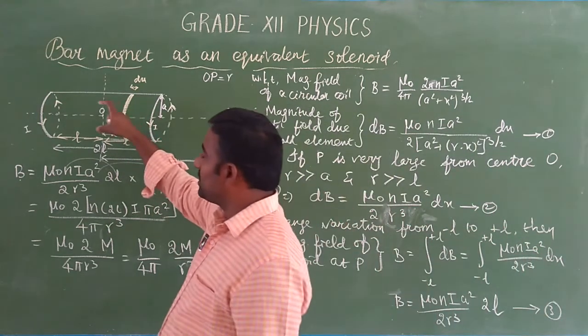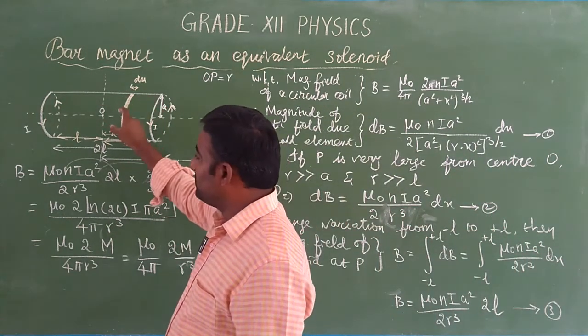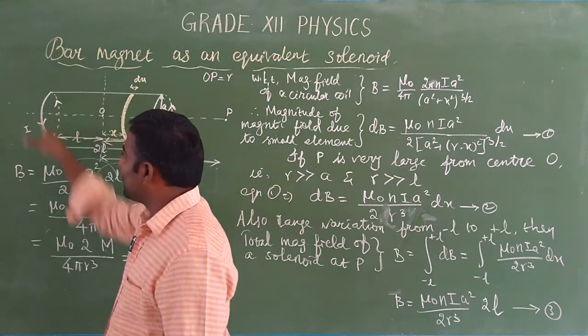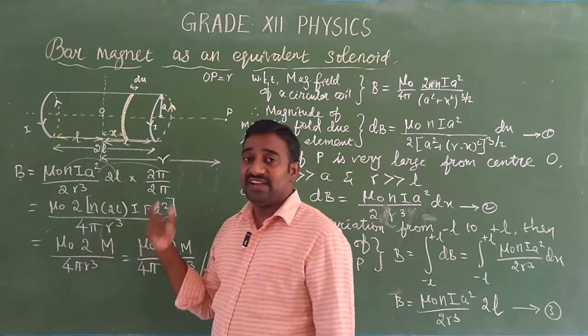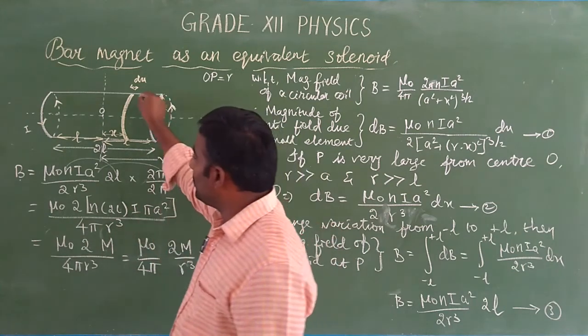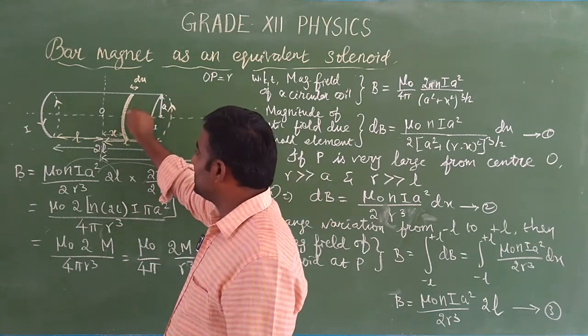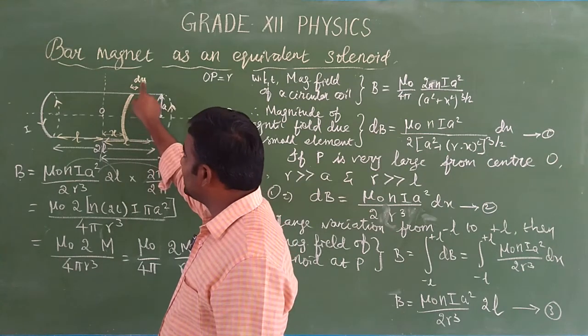We have a long cylindrical solenoid. In the cylindrical solenoid, this is the direction of the current in this loop, which has n number of turns. So we cannot determine the magnetic field directly. First we take a small element, a small segment, and the small segment thickness is dx.